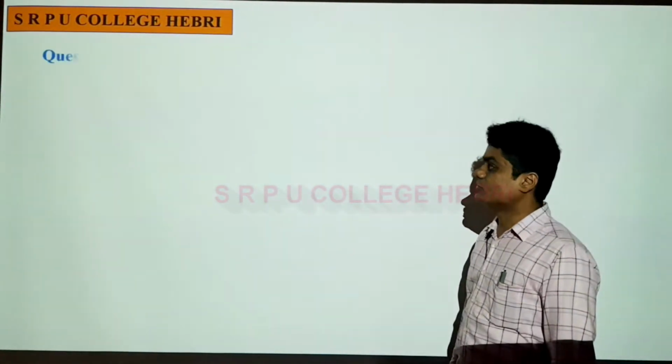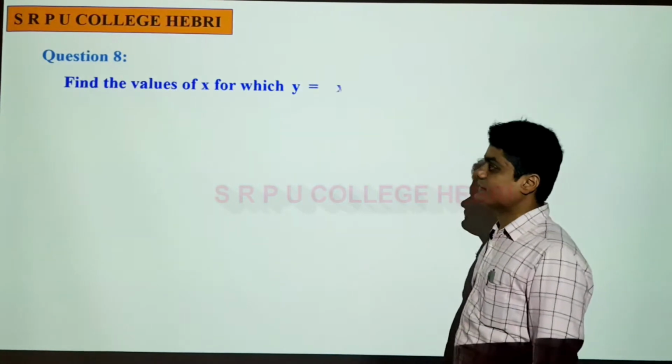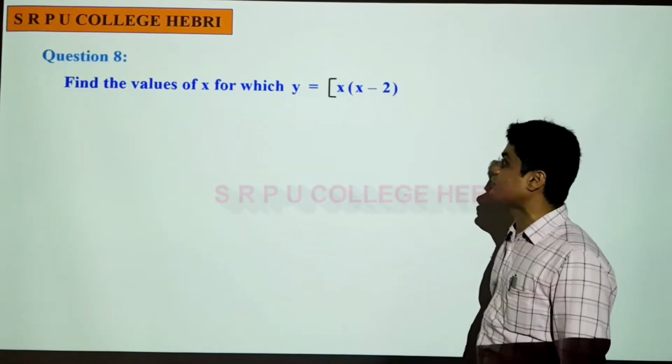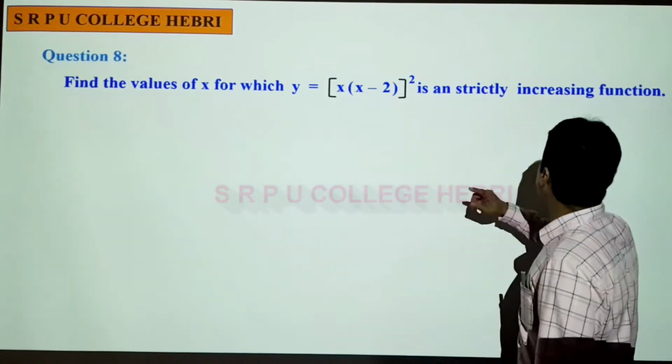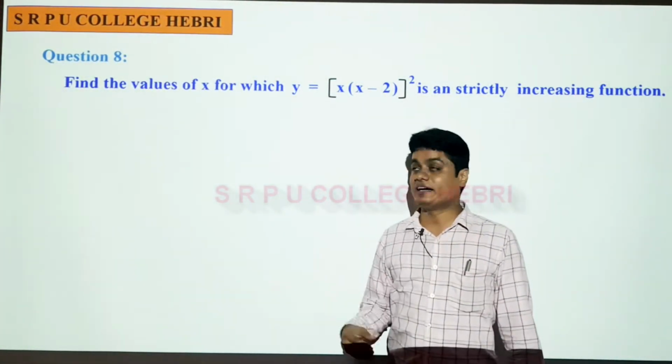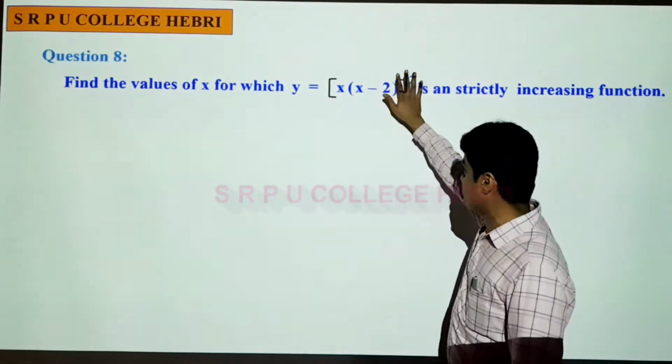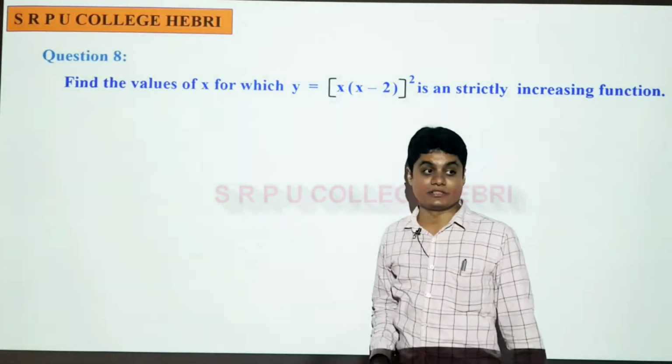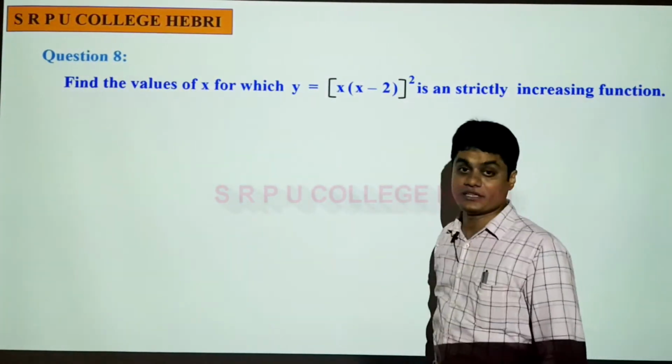Next question. Find the values of x for which y is equal to x into x minus 2 whole square is a strictly increasing function. Now again we have to find the interval. Values are nothing but intervals for which this function is strictly increasing.